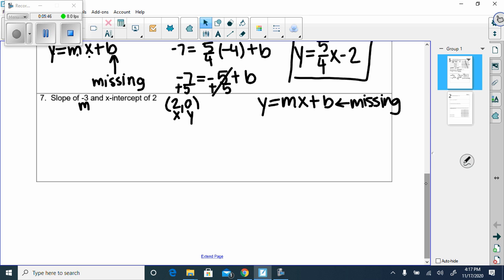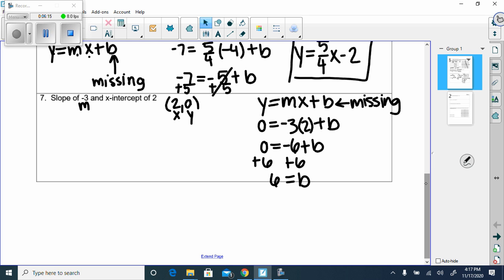So in place of y, I have 0. In place of m, I have negative 3. In place of x, I have 2. And then I have plus b. All right, so I have negative 3 times 2, which is negative 6, plus b. I then add 6 to both sides, and I end up with b equals 6. Therefore, my equation would be y equals my slope of negative 3, x plus 6 for my b.